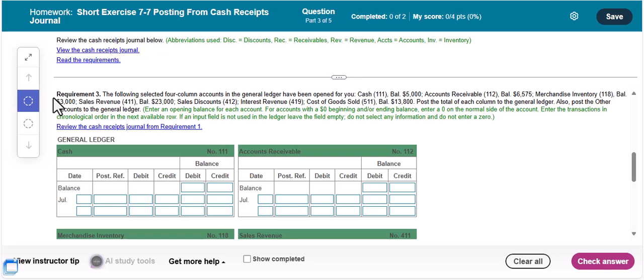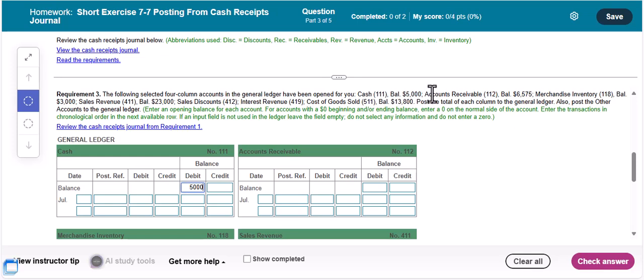And now for requirement 3, there's quite a bit here, so we'll just take it as it comes. The following selected four-column accounts in the general ledger have been opened for you. Cash, account number 111, has a balance of $5,000. So we see cash here in the general ledger. That balance is on the what side? The debit side, because cash is an asset.